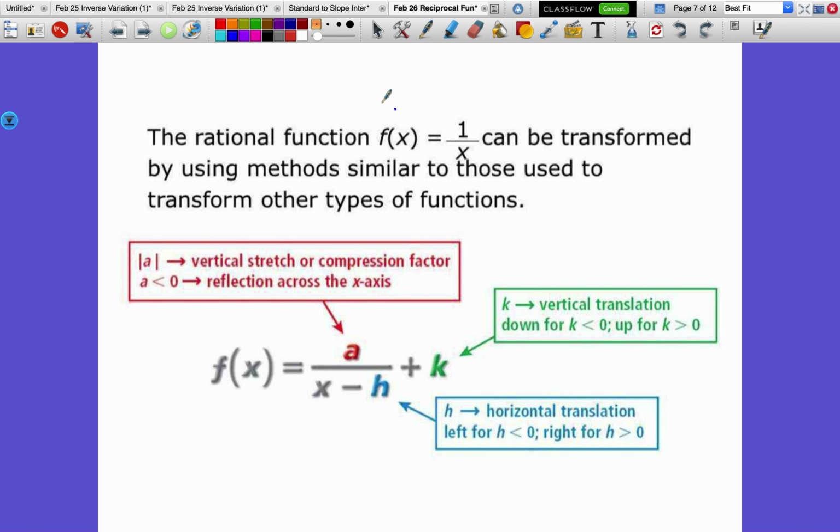All right, the rational function f of x equals 1 over x can be transformed by using methods similar to those to transform other types of functions. A causes vertical stretch, h being added or subtracted directly to the variable moves us horizontally, and k moves us up and down.